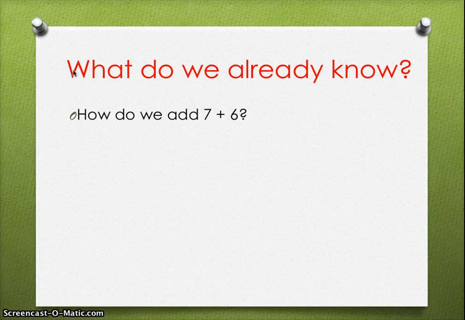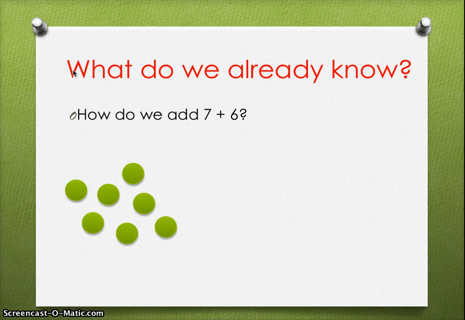How do we add 7 plus 6? We know that when we add things together, we combine similar units. So if I were to represent the number 7 and the number 6 with objects, I would want to count them all together to find a sum.